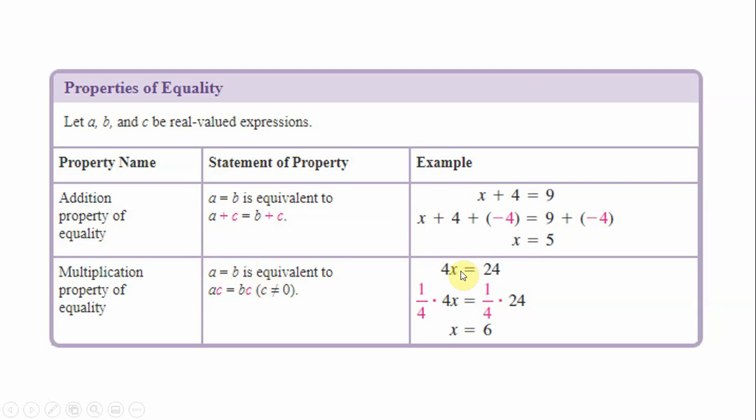So here's an example. I have 4 times x is equal to 24. What I'm going to do is divide by 4, but we're going to look at it as a multiplication problem. So I'm going to multiply by the reciprocal of this, 1/4. And I'm going to do it on both sides here. The 4's are going to cancel. 4 divided by 4 is just 1, so 1x, or x, is equal to 24 divided by 4, which is 6.